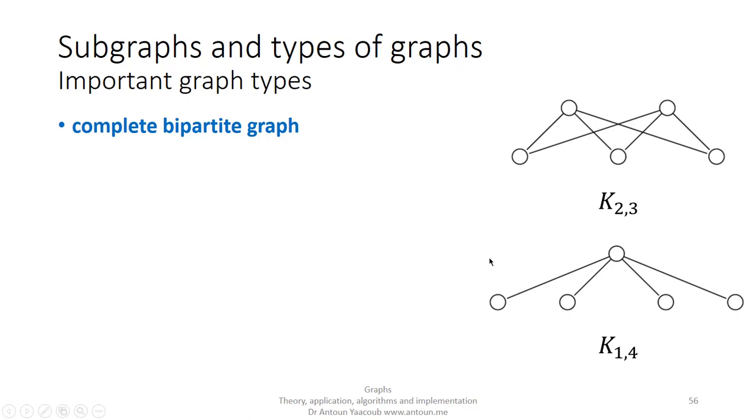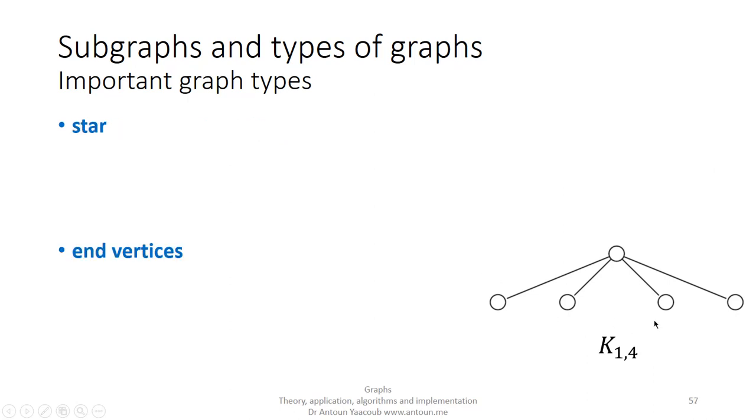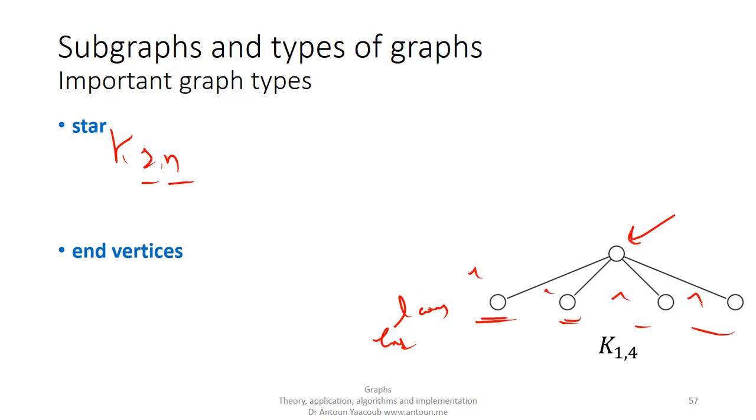So we have a special case which is called a star. This is a star whenever we have K1,n. In K1,n we have the center vertex, which is 1, because it's also complete bipartite, and n is the number of leaves. We have already covered end vertices: the vertices with degree 1 are called end vertices or leaves. So K1,n is called a star because it looks like a star. Usually the degree of the center here is equal to n because it's connected to all other vertices.